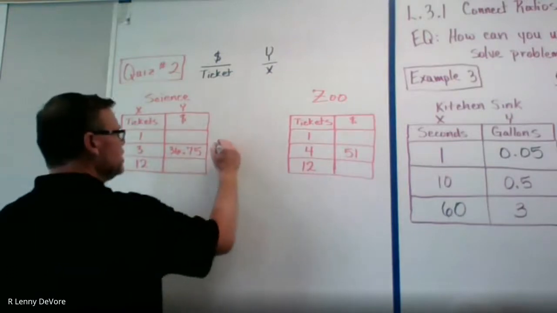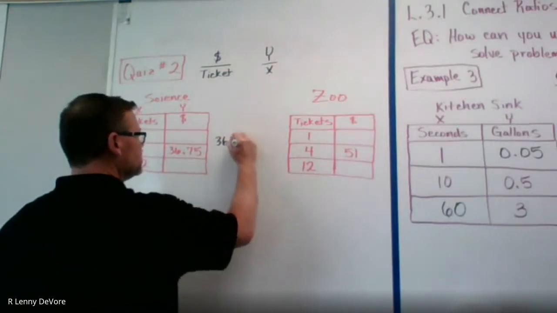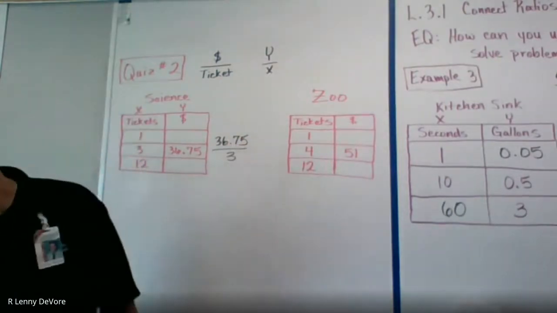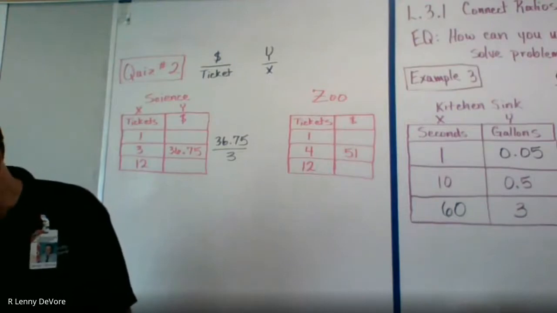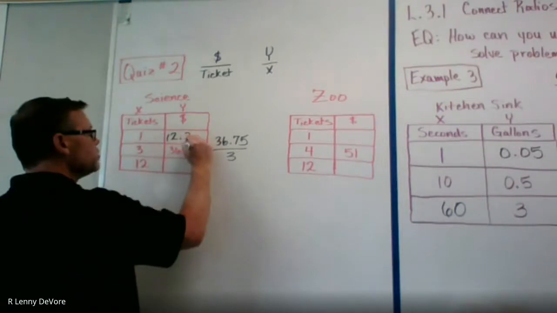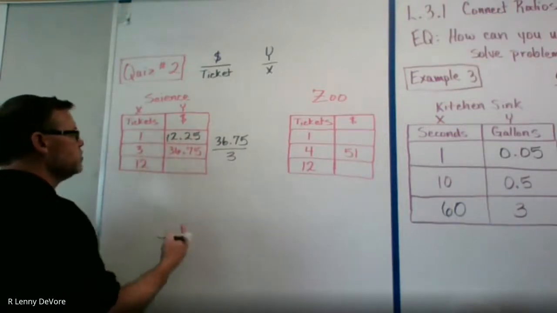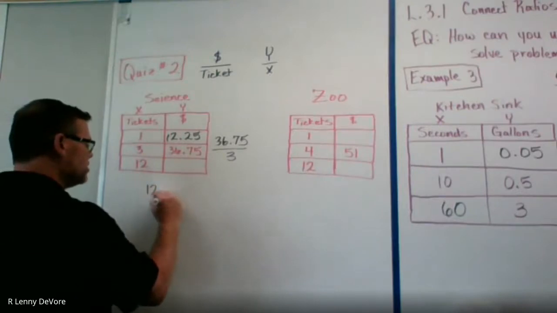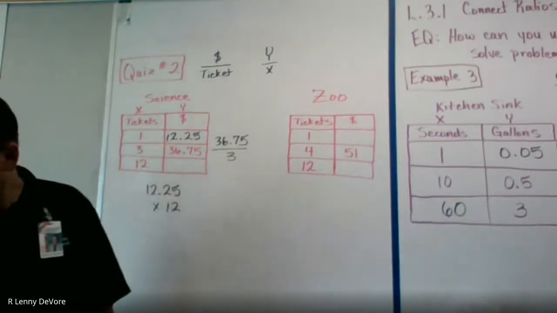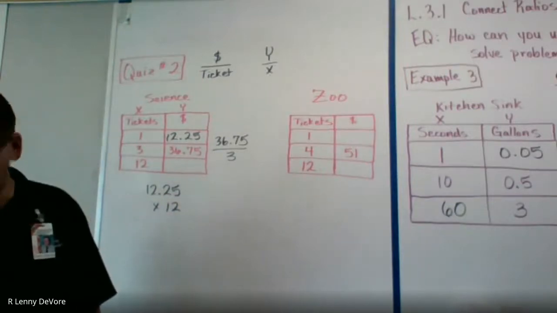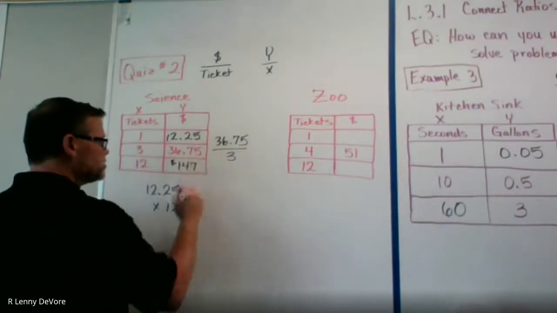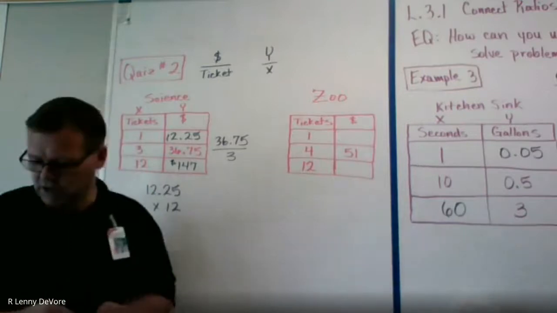So the first thing I'm going to do is take 36.75 and divide it by 3. When we divide that by 3, we found that each ticket was $12.25. Then all I have to do is take that $12.25 and multiply it by 12. That way we would find out that to go to the Science Museum would be, for 12 students, $147. So that's how much we're looking at here.